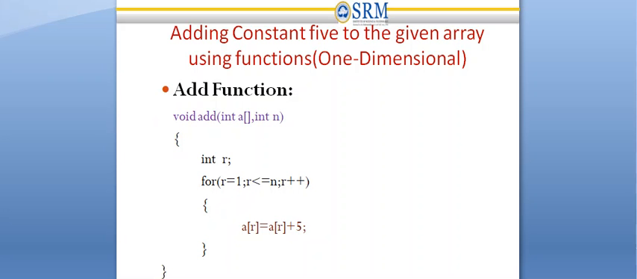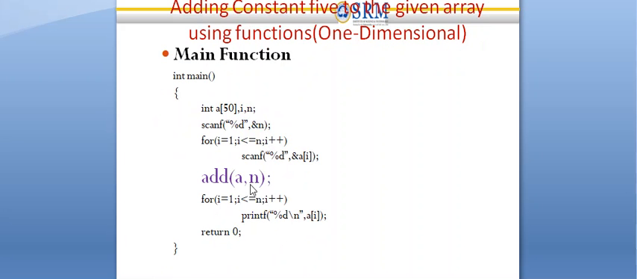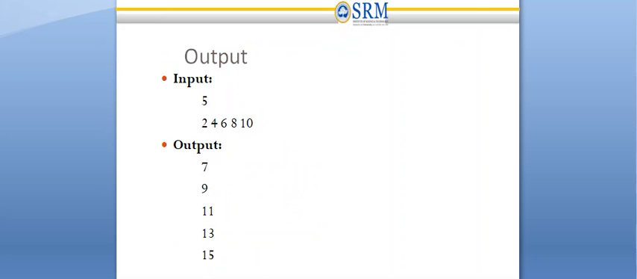Then in the calling program, the modified array elements will be printed by using these two statements. This is the output of this program. This is the size of the array, this is the actual elements entered by the user, and this is the result after adding constant 5 to all the array elements.